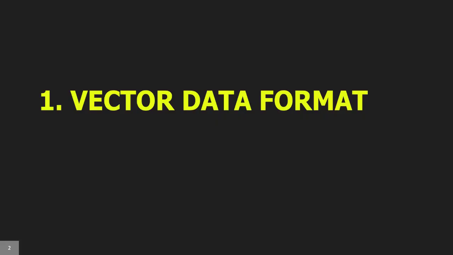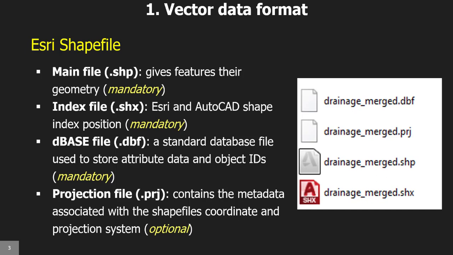Vector data format. Esri Shapefile has 3 mandatory files, including main file, index file, and dbase file. Main file has extension SHP, which gives features their geometry. Index file has extension SHX, which provides ESRI and AutoCAD shape index position.